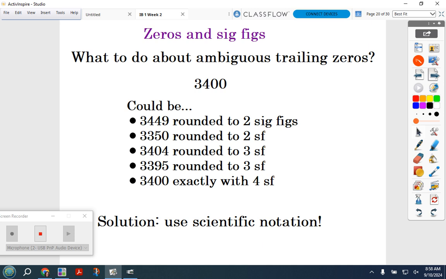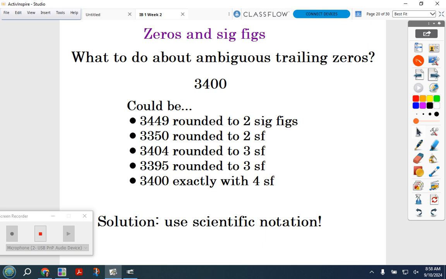It could be 3,350 and above, rounded up to 2 sig figs, to 3,400. So you have this huge difference there. It's really hard to say how precise this is. If it was rounded to 3 sig figs, it could be 3,404 or 3,395. Okay, and we don't know that from just looking at this number. It could be 3,400 exactly with 4 sig figs.